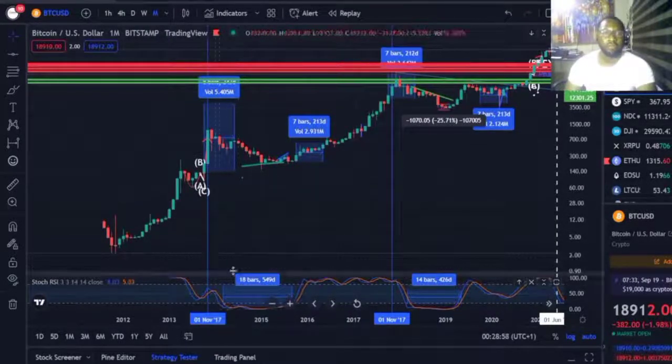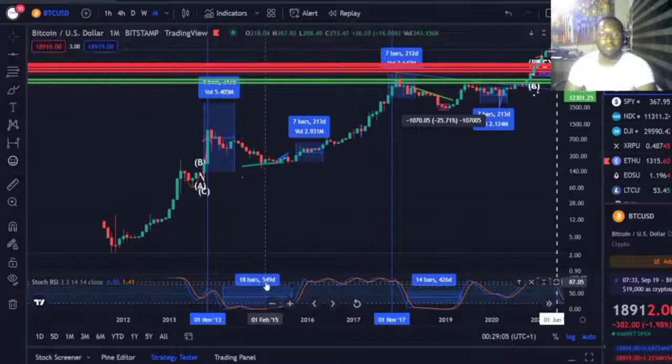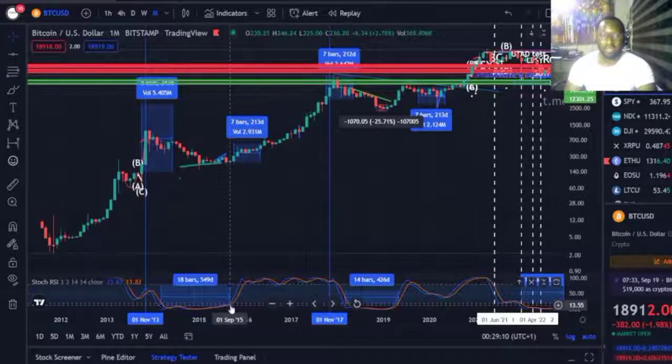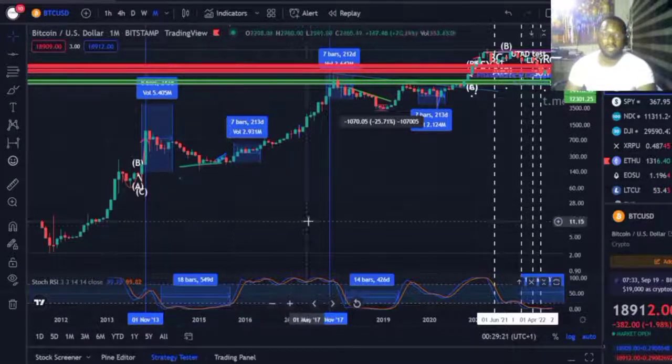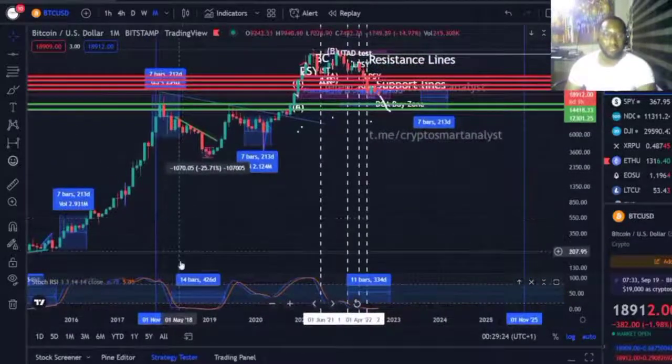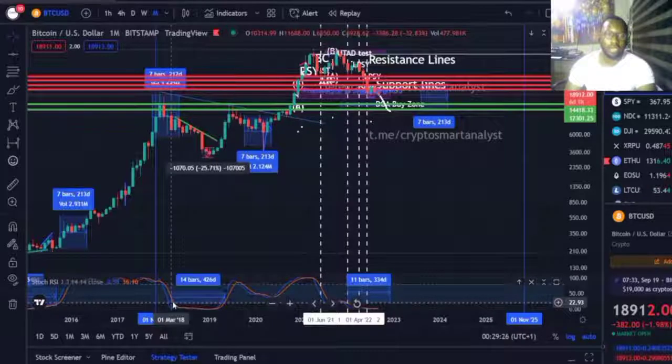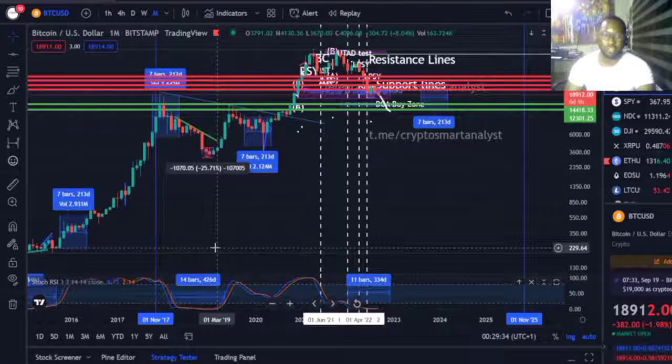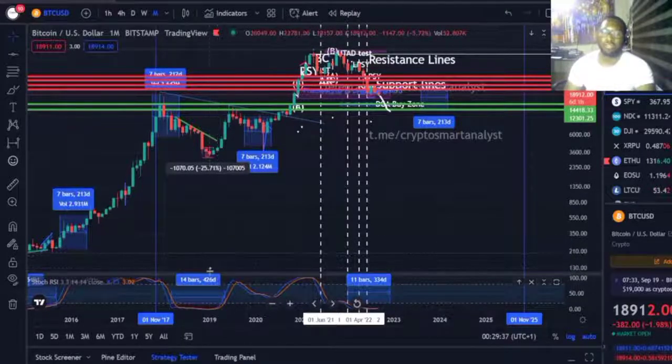For the first bear market, it took about 549 days before the stochastic started crossing bullish, crossing above the 20 line. Then going to the next bear market, which kicked off in 2018, 2019, it took 426 days. Can you see the correlation? It's a diminishing return of about 100 days.